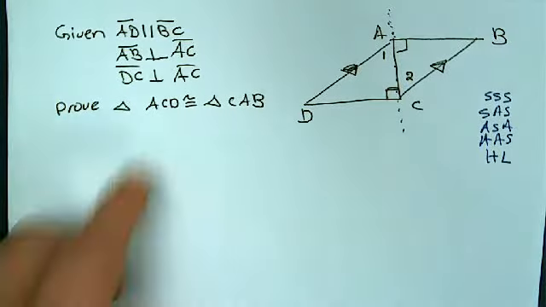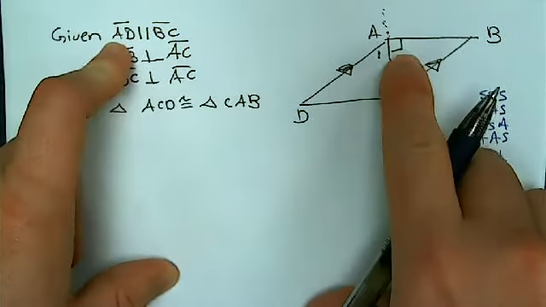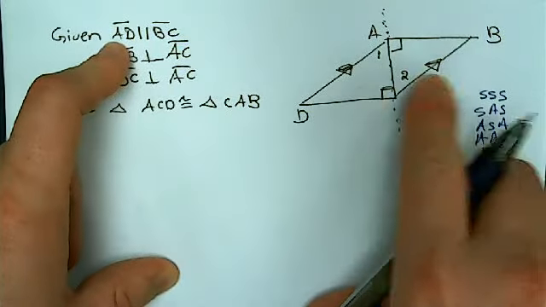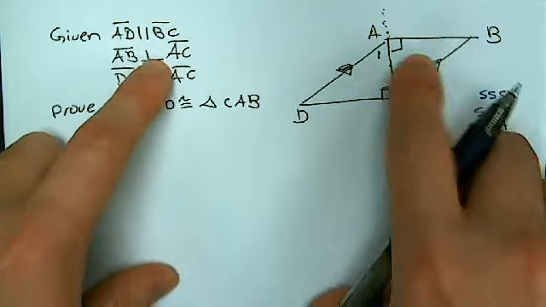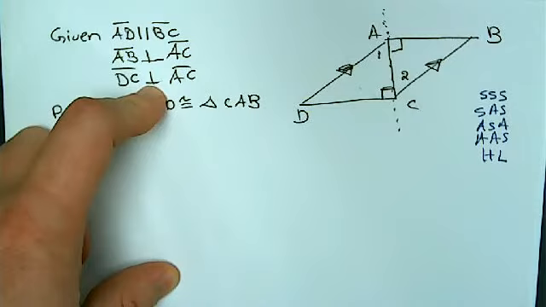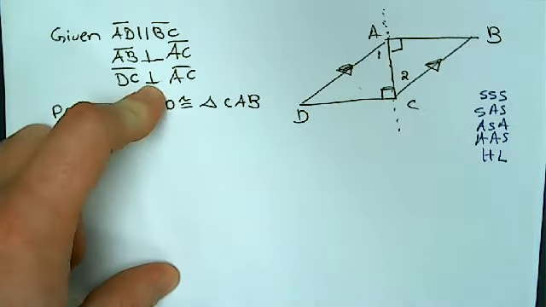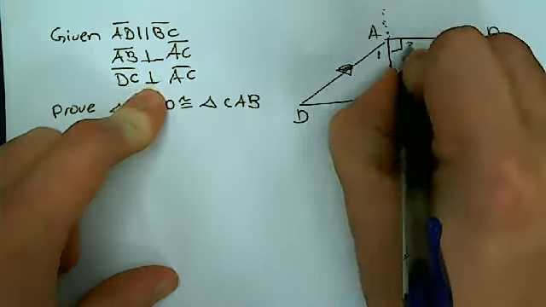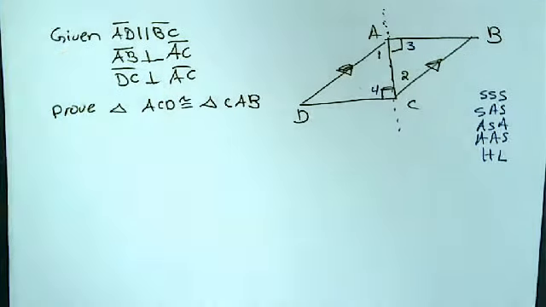All right, let's make sure my givens are marked. So let's see, here are my two parallel lines. Here are my two perpendiculars. I'm going to put some numbers in here so we can talk about them, because we do have to be kind of formal about this in the proof. Angles 3 and 4, they're both right angles, right?